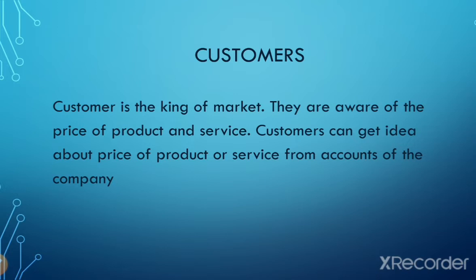Next come the customers. Now you know the present market is the market of customers, the market of buyers, not the market of sellers. The customer is called the king of the market. They are aware of the price of product and service. Whenever customers go for purchasing any product, they survey the price and the quality of the product by moving to various shops, and from whichever shop they get the effective price and quality, they purchase. So the present customers are very much conscious and aware about the variety of products and their prices. So customers can get an idea about the price of products or services from the accounts of the company. The idea about the price of the product and the various kinds of services the company is providing, they can get only from the accounts of the company that are published at regular intervals of time.